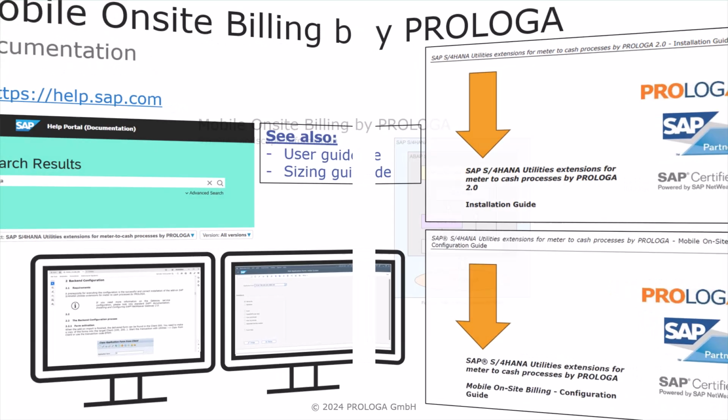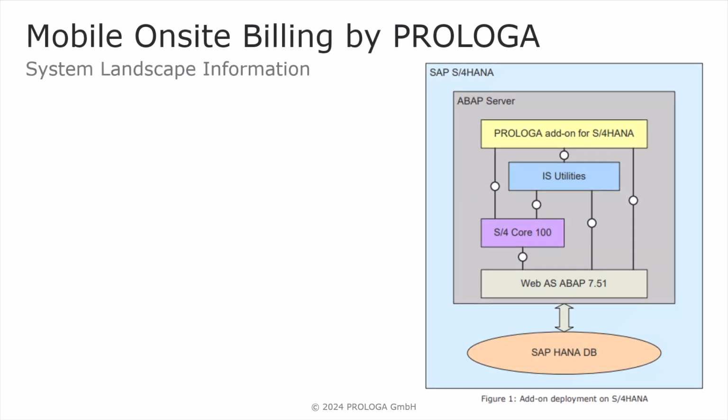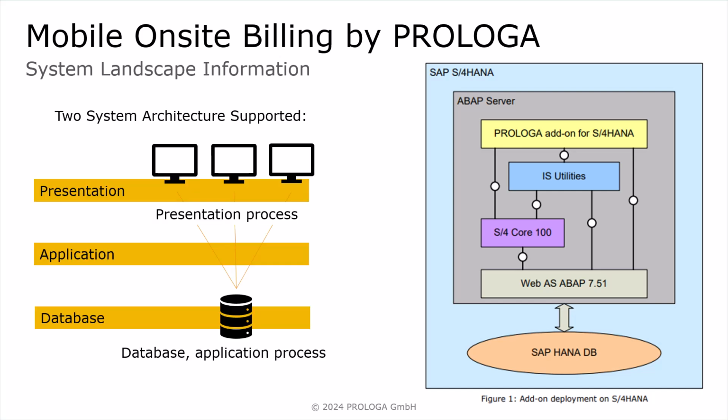Let's first have a short glimpse into the system landscape architecture. The add-on is written in ABAP and runs on top of SAP S/4HANA for Utilities. That means it will be installed in the customer's SAP system and requires no additional server or database components. Through implementation of the PROLOGA software, there are two different architecture opportunities available: one or two system architecture.